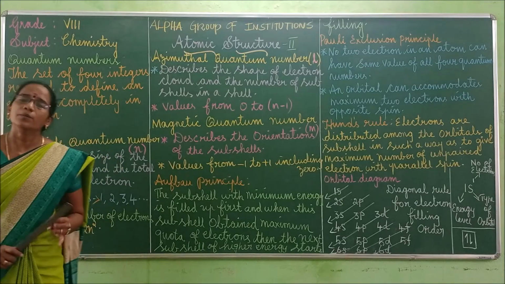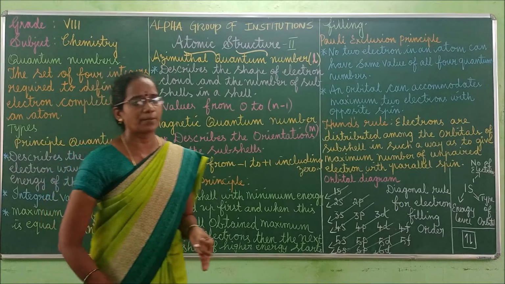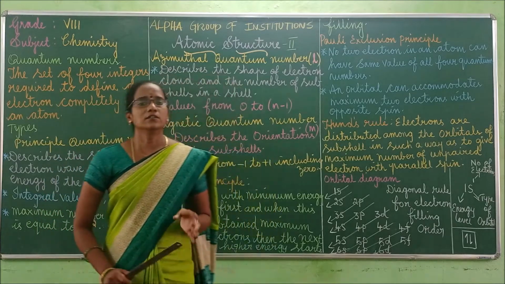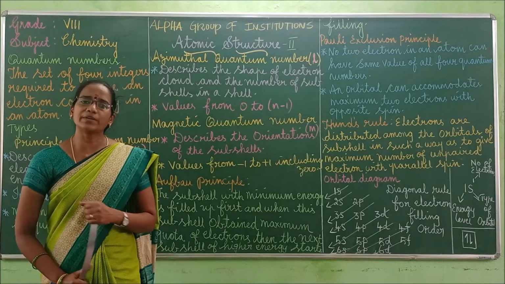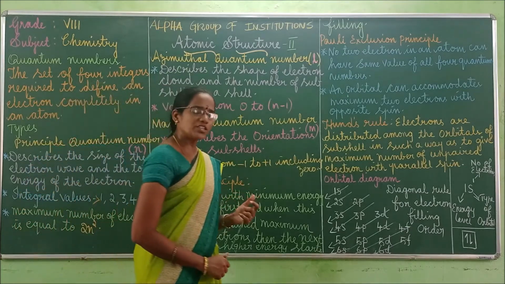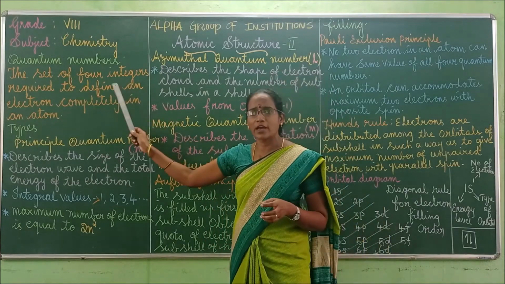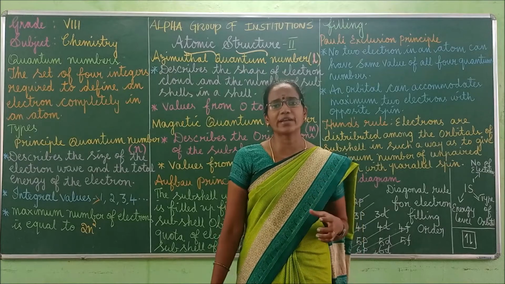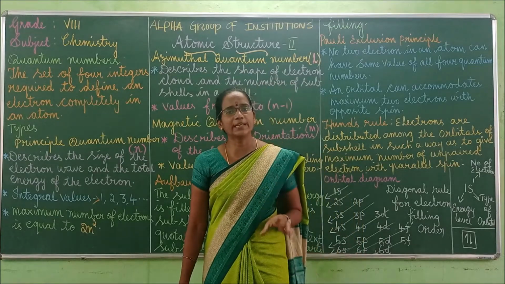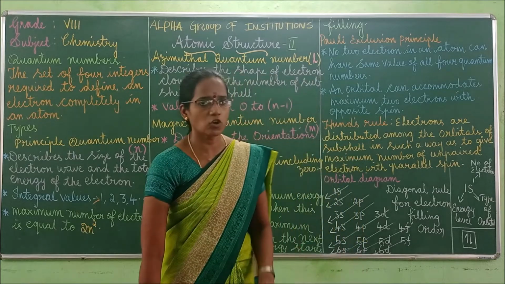First one is the principal quantum number, second one azimuthal quantum number, third one is the magnetic quantum number. Got it? So quantum number means what? Quantum number means a set of 4 integers. Otherwise, a total of 4 quantum numbers are required to define an electron completely in an atom, called the quantum numbers. Got it?